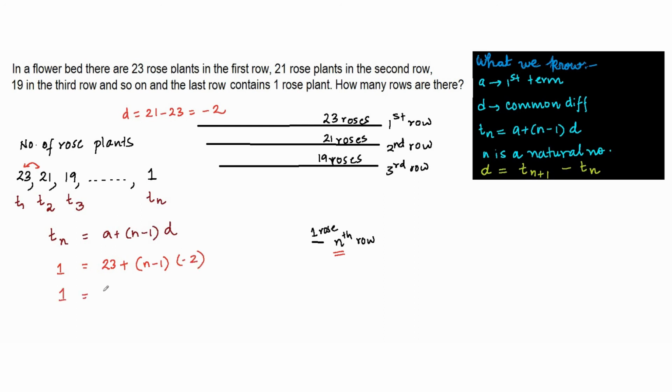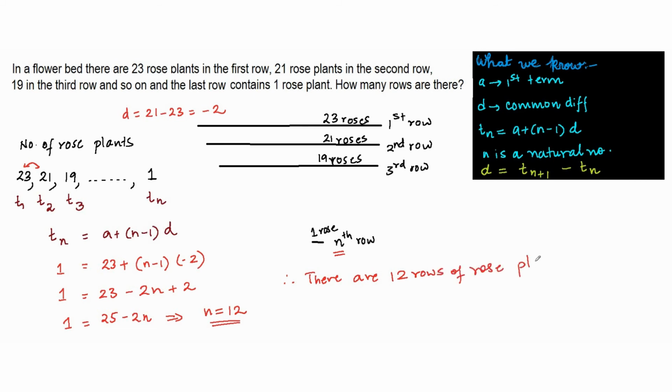And hence 1 is equal to 23 minus 2n plus 2. And therefore 1 is equal to 25 minus 2n. And solving this equation, I get n is equal to 12. Therefore, I can say that there are 12 rows of rose plants, right? This is how I can solve this particular question.